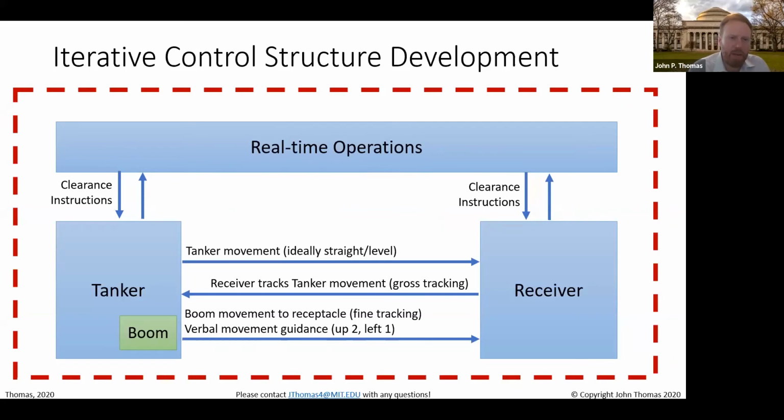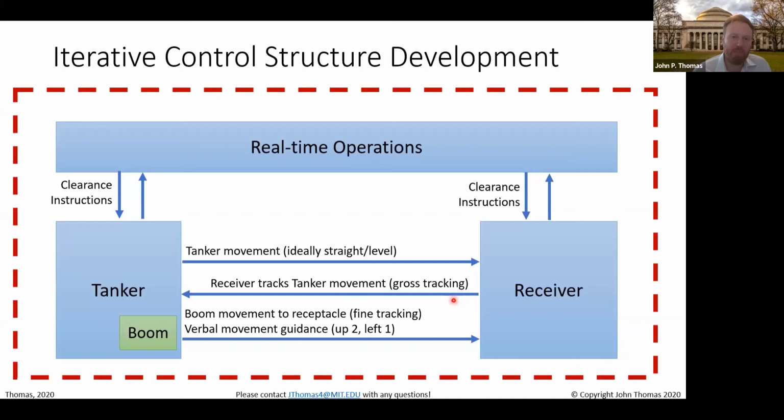The tanker aircraft starts by introducing some movement, and ideally it's not moving at all, it's going in a straight and level line. But if it does move, the receiver needs to know about it and may need to respond. The next arrow down, we've got receiver does something. The receiver is also flying the aircraft, but it's tracking tanker movement. That's its job. Its job is not to fly in a straight line because it may diverge from the tanker. Its job is to maintain a fixed distance from the tanker. This is called gross tracking.